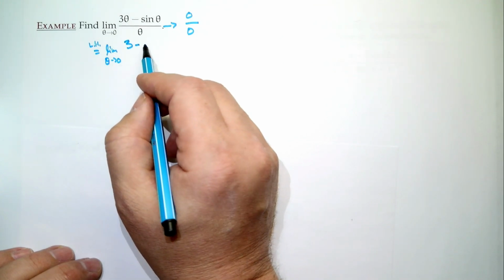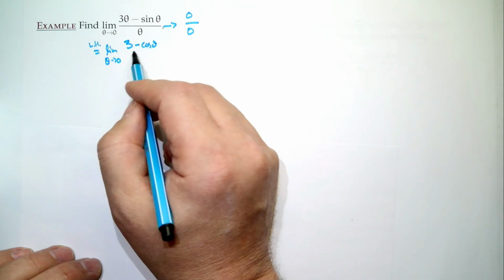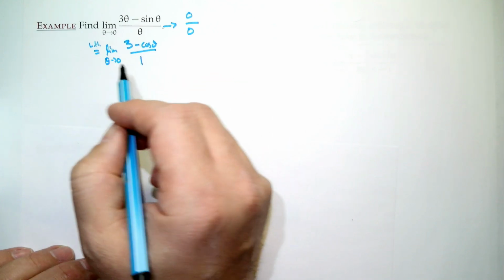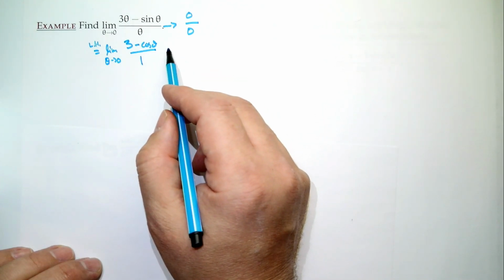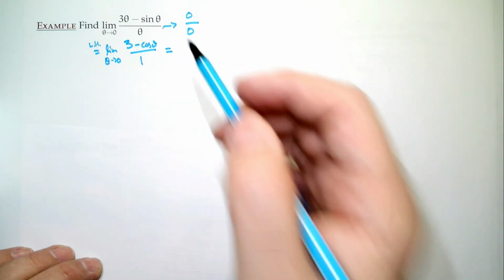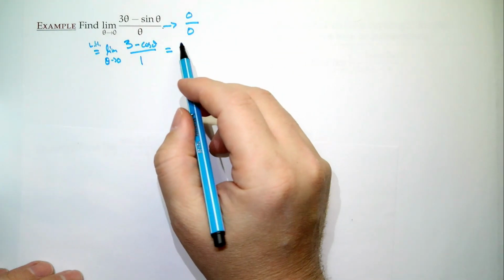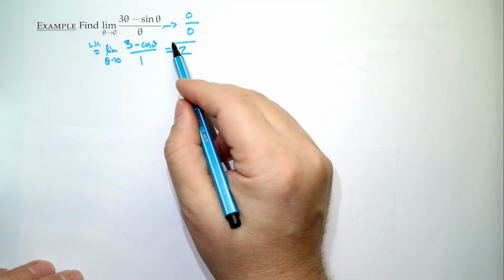3 minus cosine theta over the derivative of the bottom? 1. Now, can we take this limit? Yeah, because this is great. We'd say game over. Why is it game over? Well, look at your denominator. What do you see? You see a 1, which is not 0. And so now it's just plug it in and let's see what we get. What do you get when you plug in theta equals 0? You get 2. And now we're done.